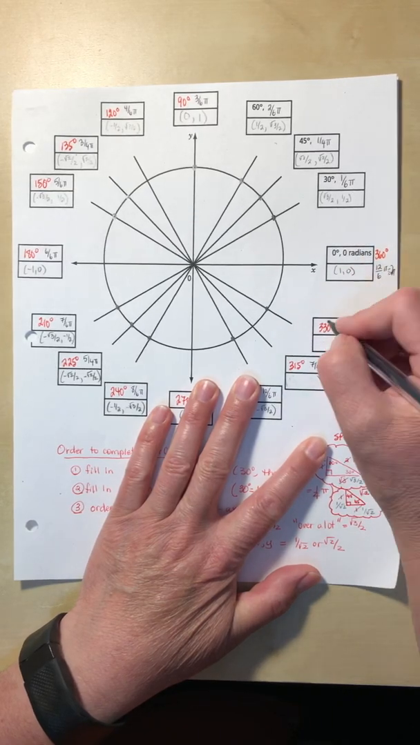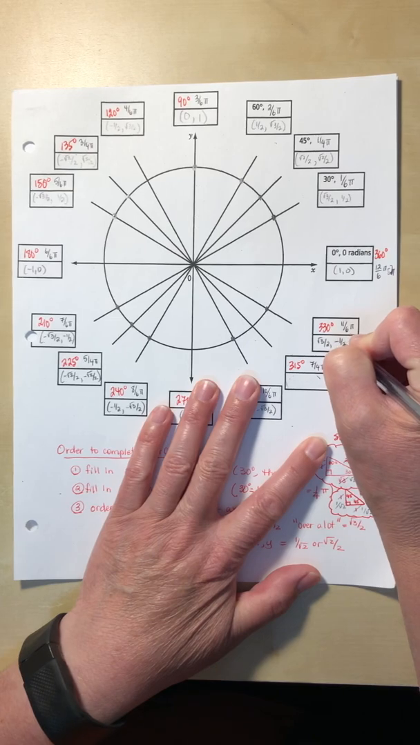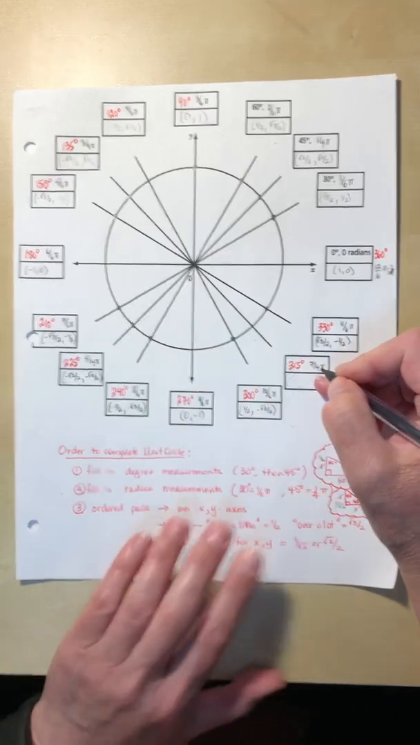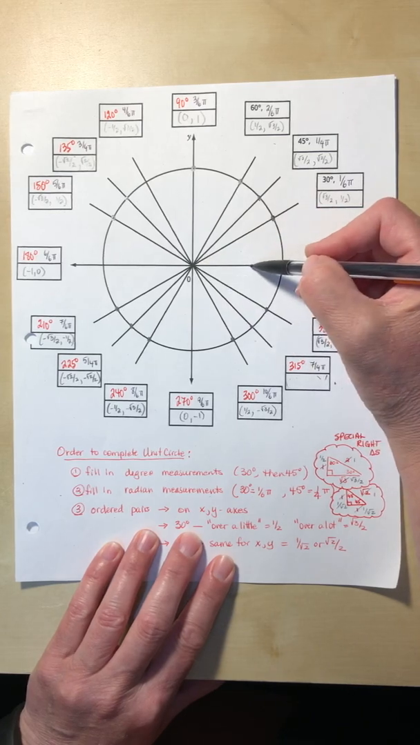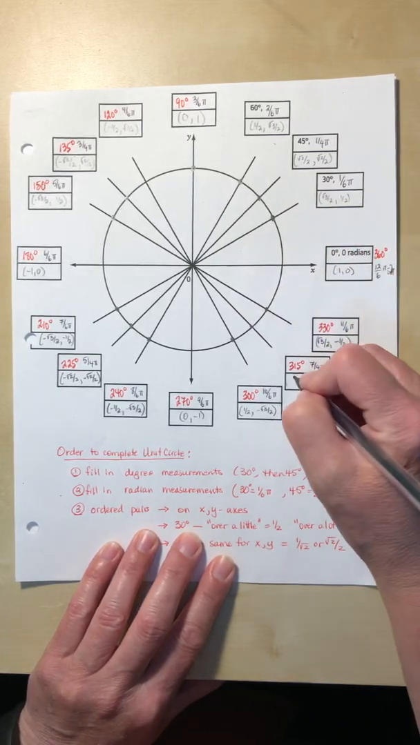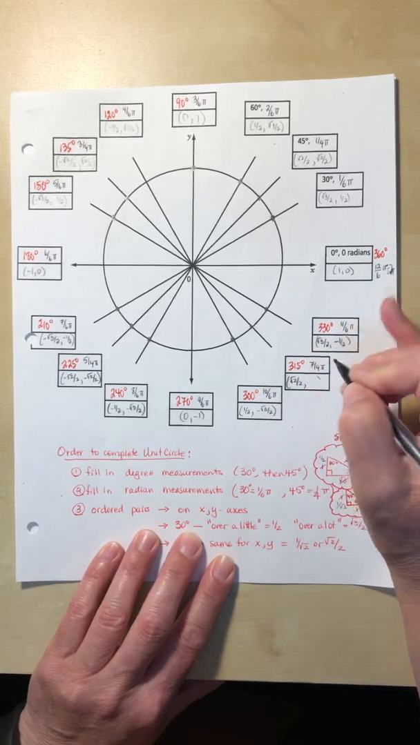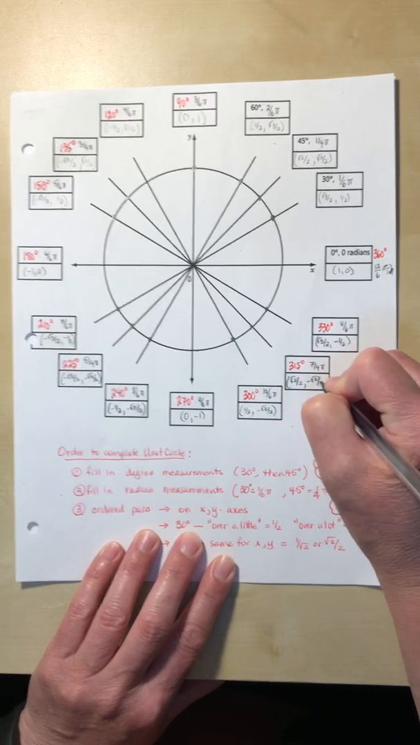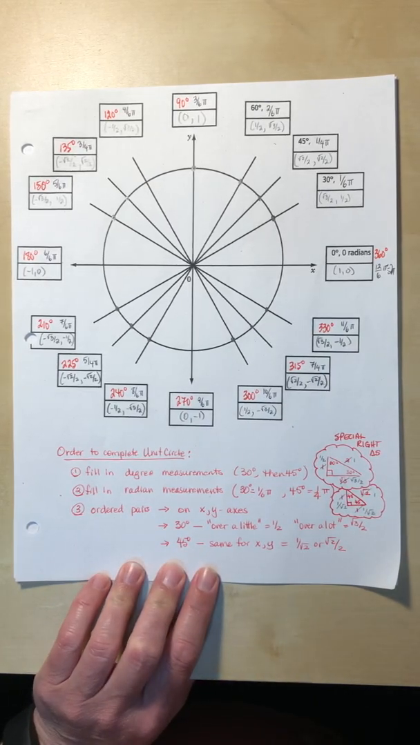My 330 was supposed to be positive root 3 over 2 and negative 1/2. My 315, back to this one, sorry. Positive for my x and negative for my y. So we have positive root 2 over 2 and negative root 2 over 2. And we have all of our ordered pairs and all of our measurements for our unit circle.